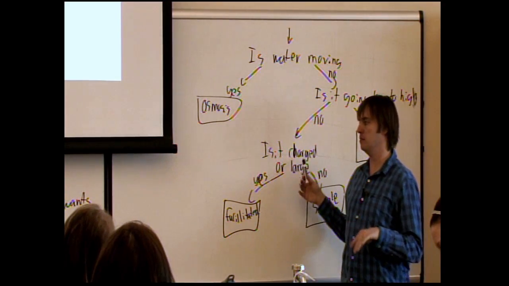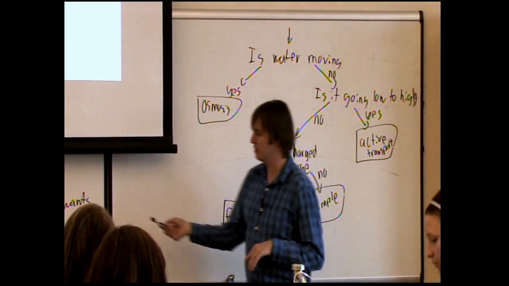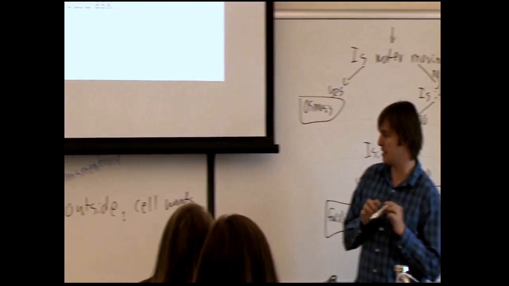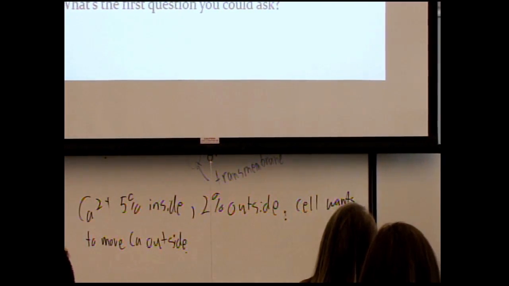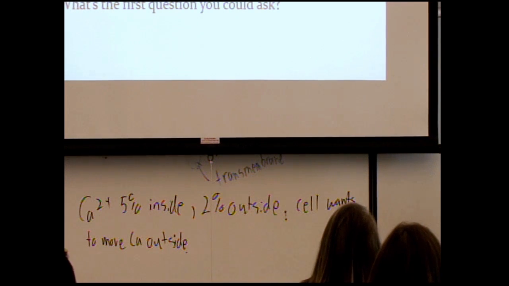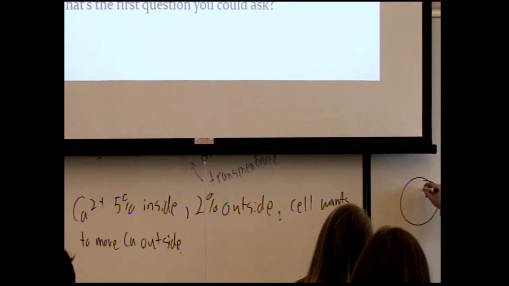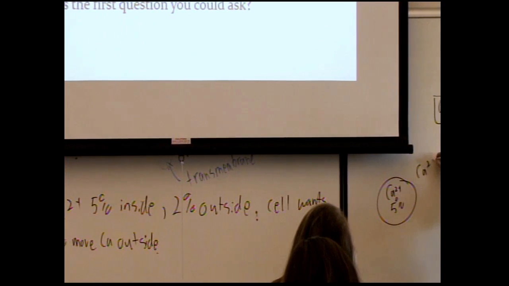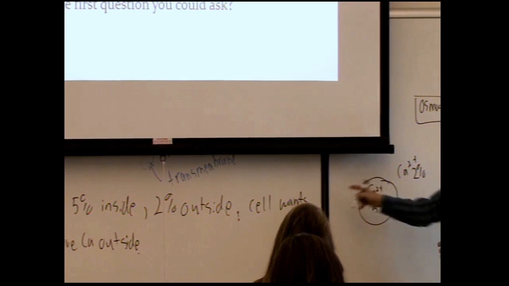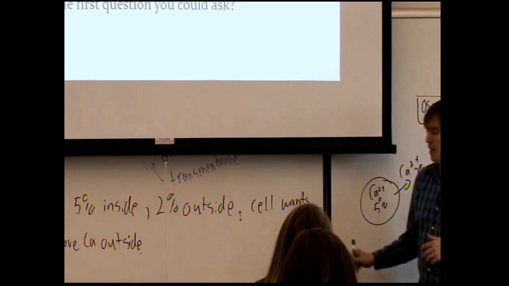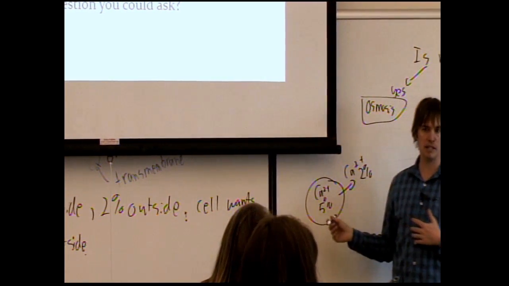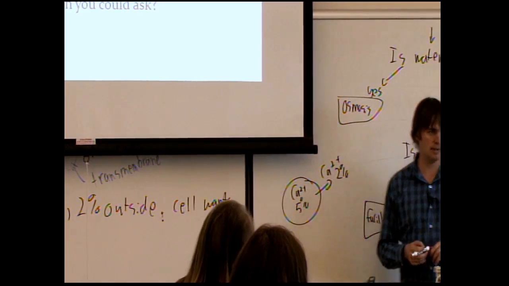All right, so the way you'd use it, we've got this one over here, this problem. Calcium 5% inside, 2% outside. Cell wants to move it outside. Personally, that's too many words and stuff in my head to really figure it out. So I would draw myself a picture. So calcium, 5%. Calcium, 2%. And the cell wants to move it outside. To me, this is a lot easier to figure out than just reading it. So if I read it, I'd draw a picture. If it was a picture, you just stick with it.